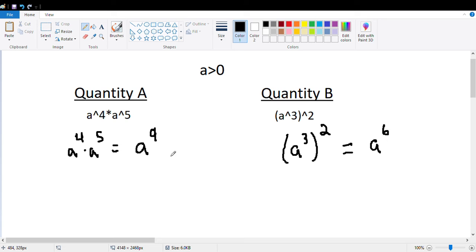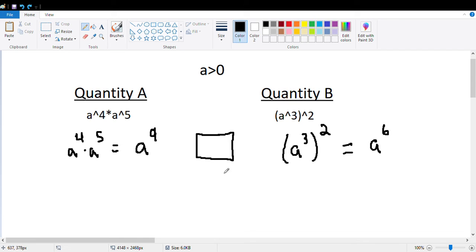Now we have these two quantities to compare, a to the ninth power and a to the sixth power. Think of an imaginary empty box between quantity A and quantity B. You're going to determine whether you can write quantity A greater than quantity B, or quantity B greater than quantity A, or obviously if they're equal, or whether we don't know. At this moment, I don't know what's going to be inside that box. That's our job to determine.